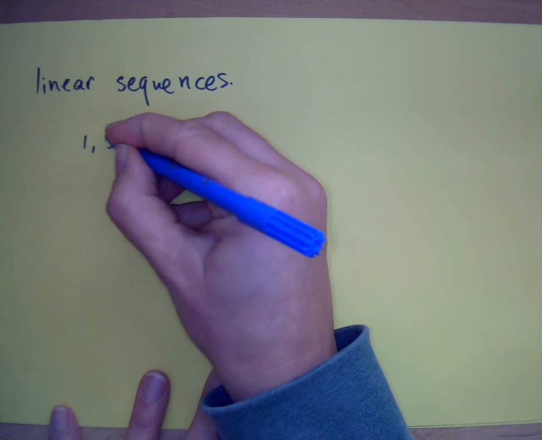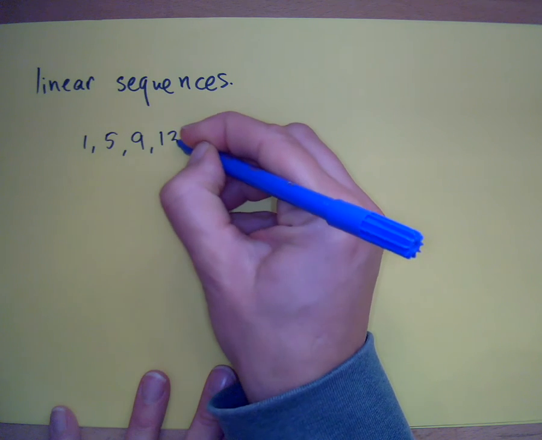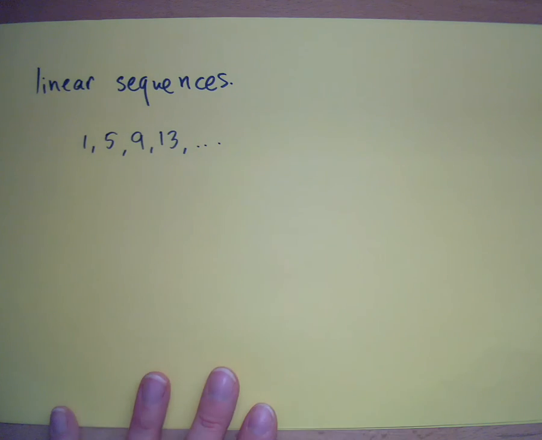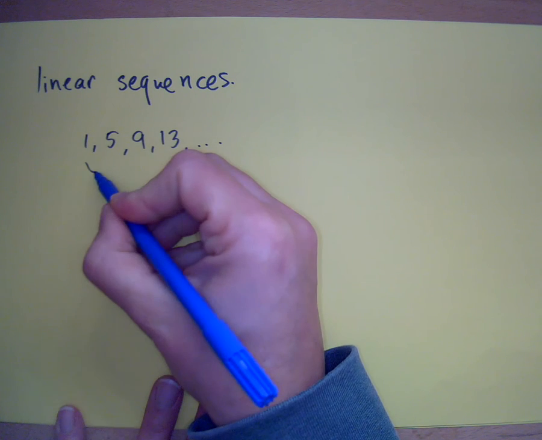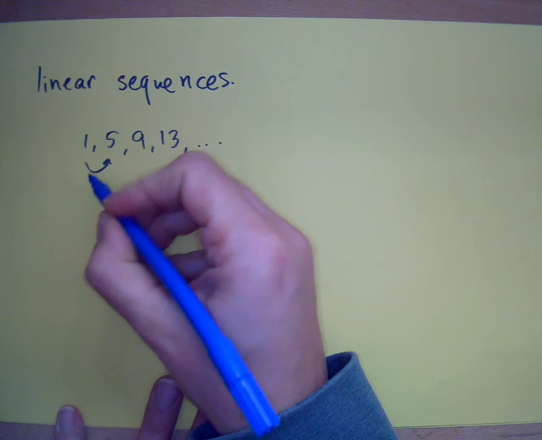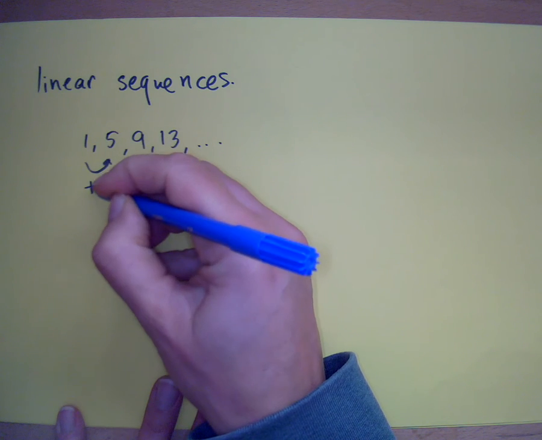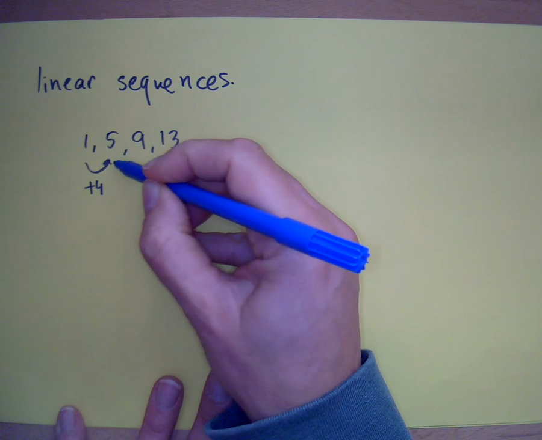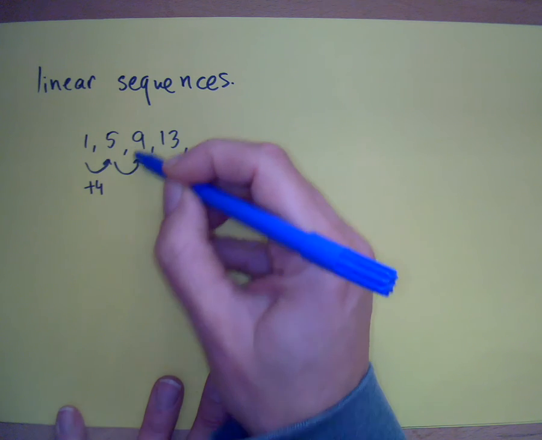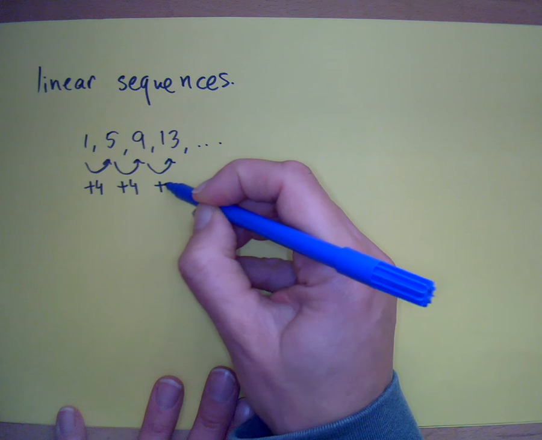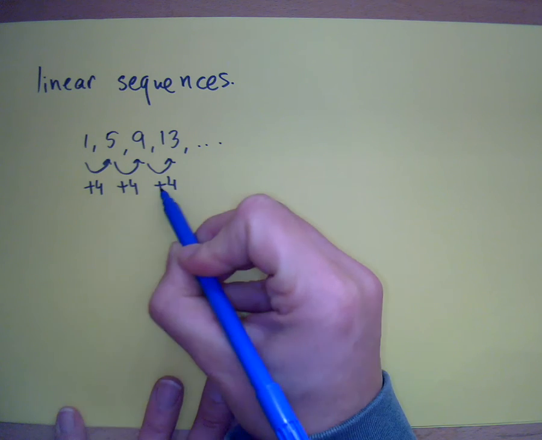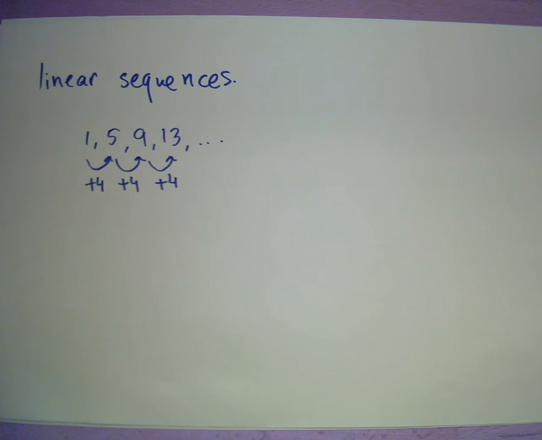1, 5, 9, 13. The jump from one term to the next is always the same. What happens here? We've added 4. From this term to this term, we've added 4. From this term to the next, we've added 4. These jumps are always the same. That's why it's linear. That's what we call a linear sequence.